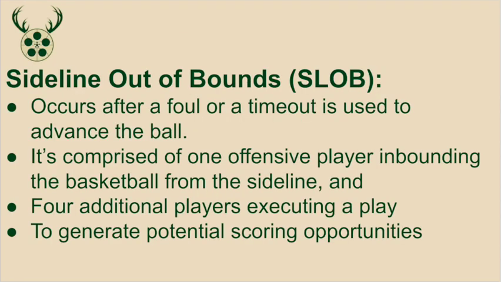The sideline out of bounds play, also known as a SLOB, occurs after a foul or timeout is used to advance the ball. It's comprised of one offensive player inbounding the basketball from the sideline and the four additional players executing a play to generate potential scoring opportunities for their team.